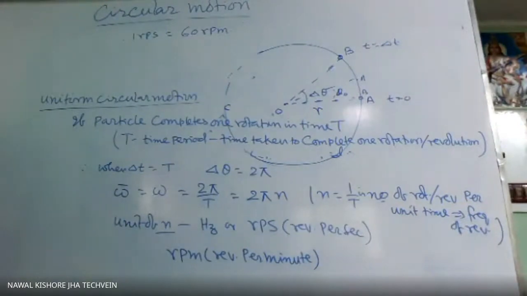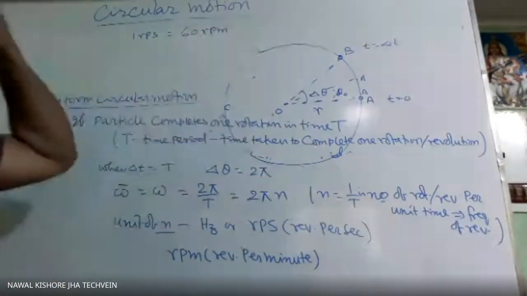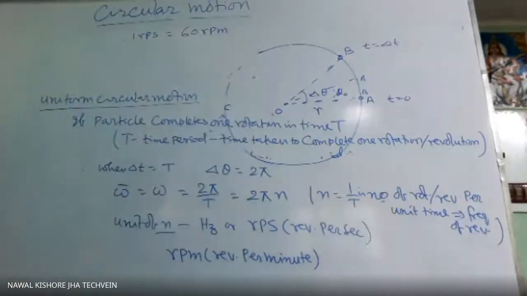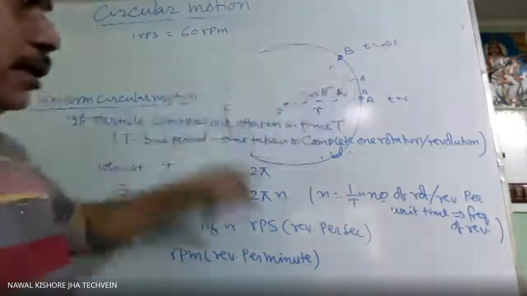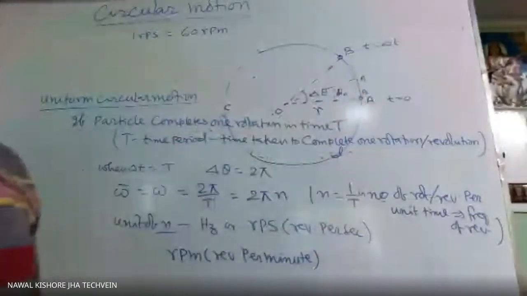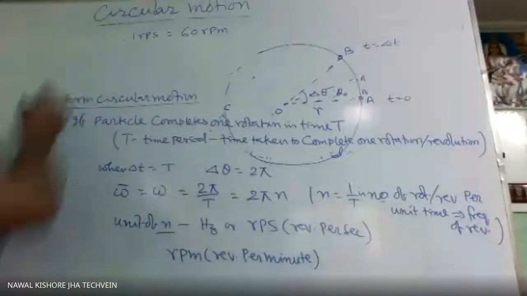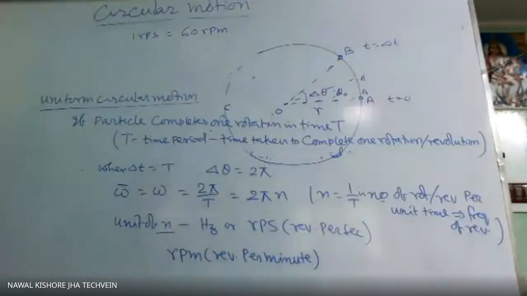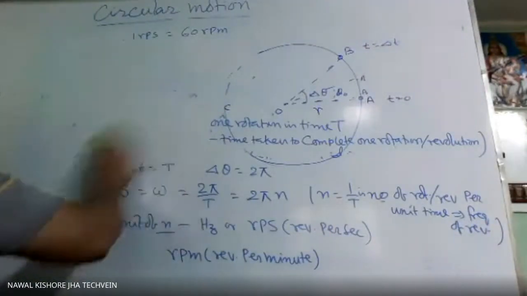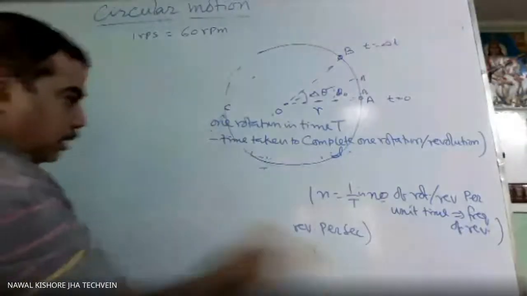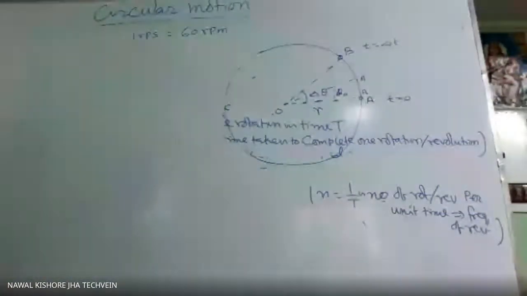Okay, so this is angular speed. Now, what will be linear speed? If we are interested to find linear speed, what will it be? During one rotation, how much distance is traveled? Yes? 2 pi r. 2 pi r, yeah. So that will be the circumference of the circle.